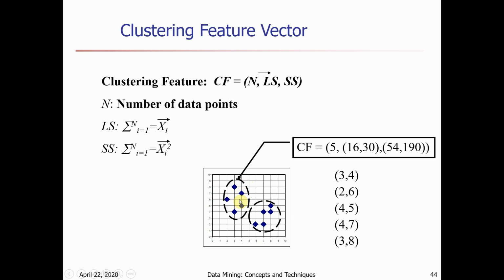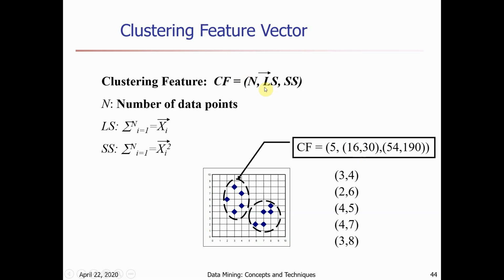In the C1 cluster, how many points do we have? Five points. Let us assume these five are the points in the C1 cluster. For these five points, how do we represent the clustering feature vector? This is CF1 for this cluster. How many data points are in this cluster? We have five data points. This 5 indicates the number of data points in the corresponding cluster.